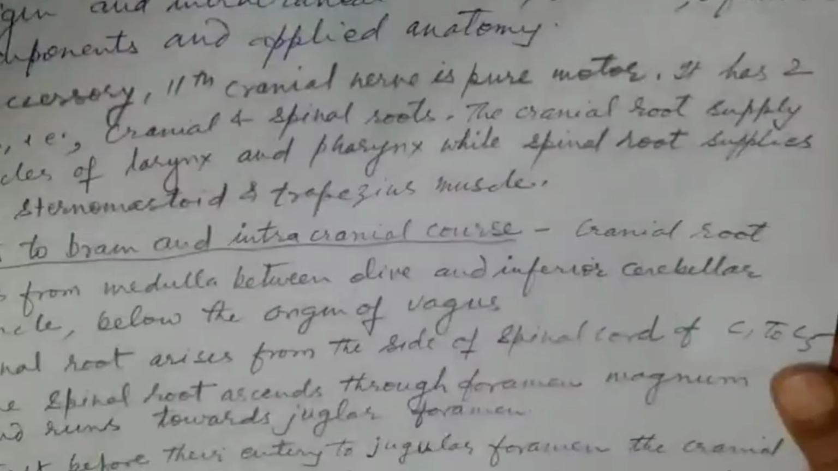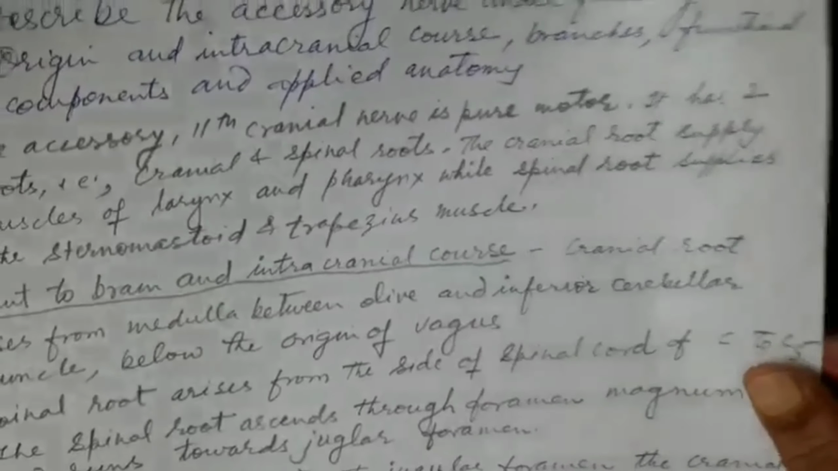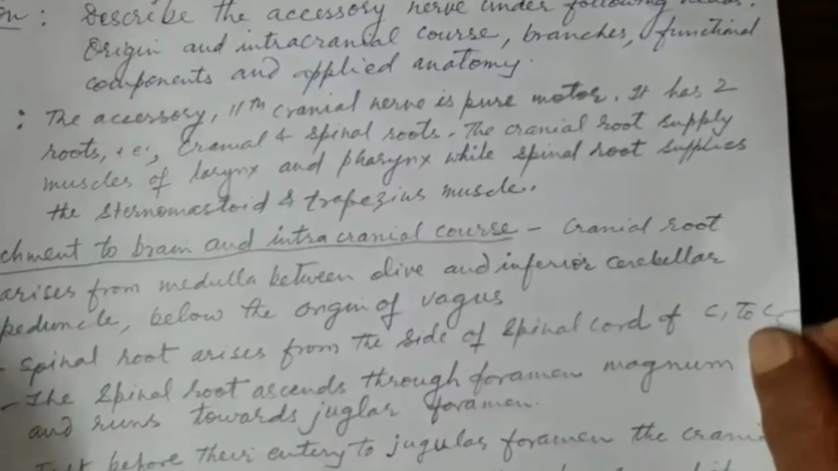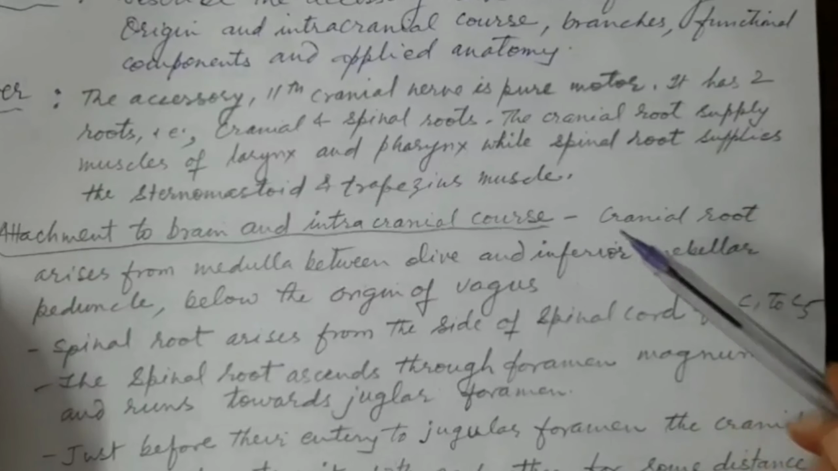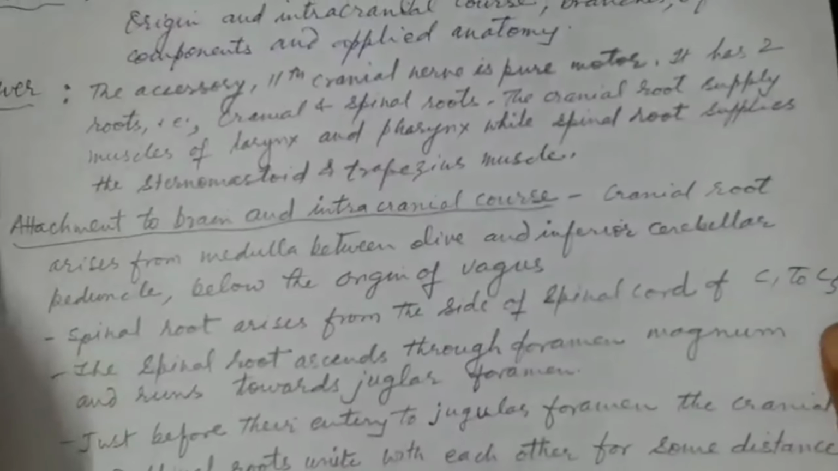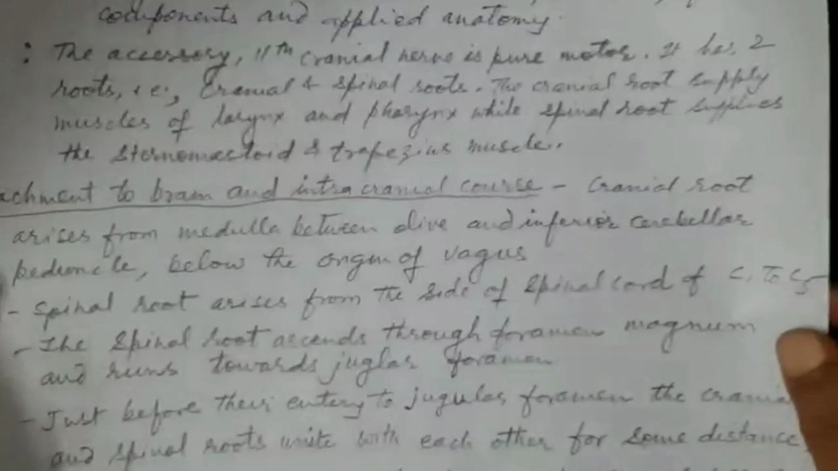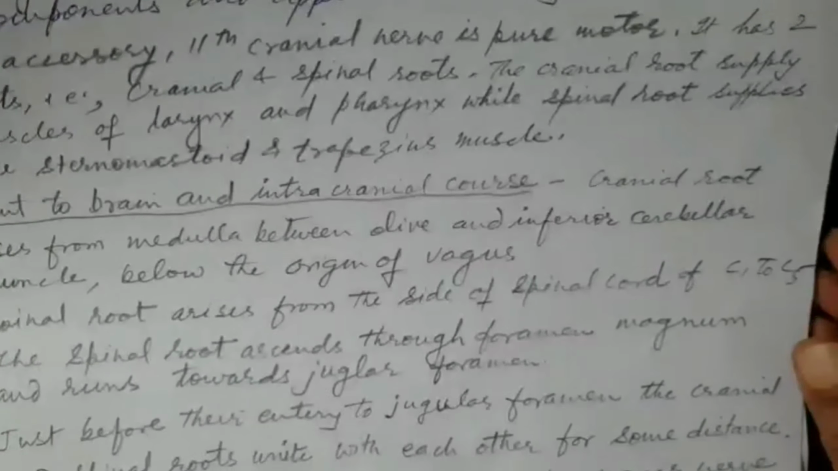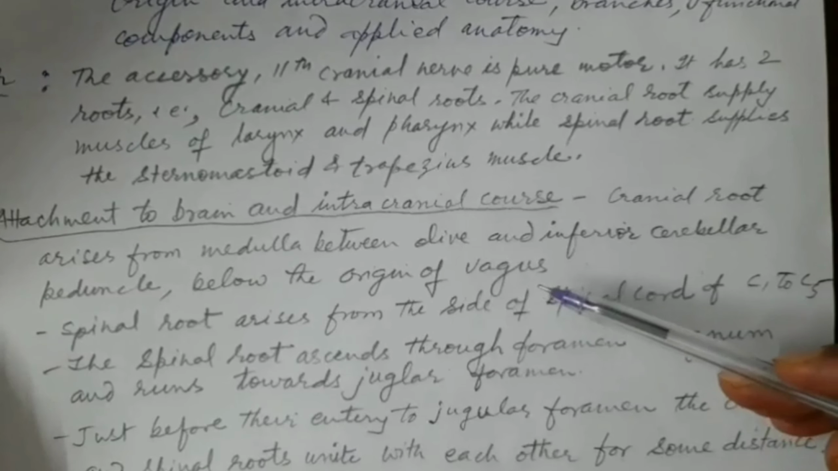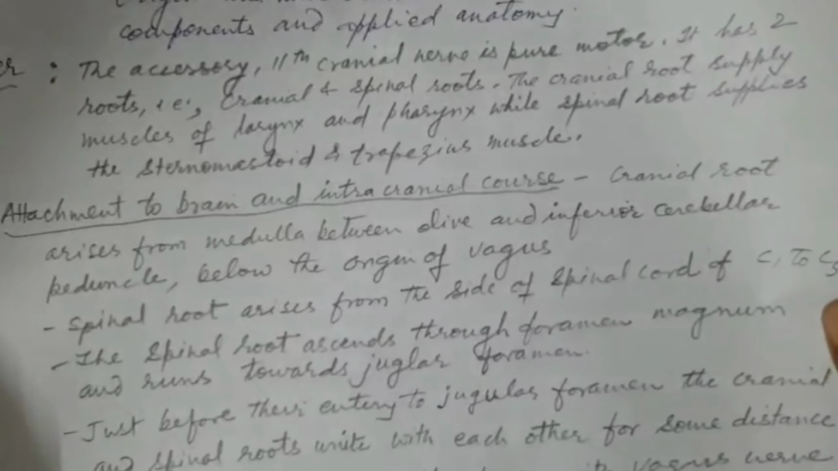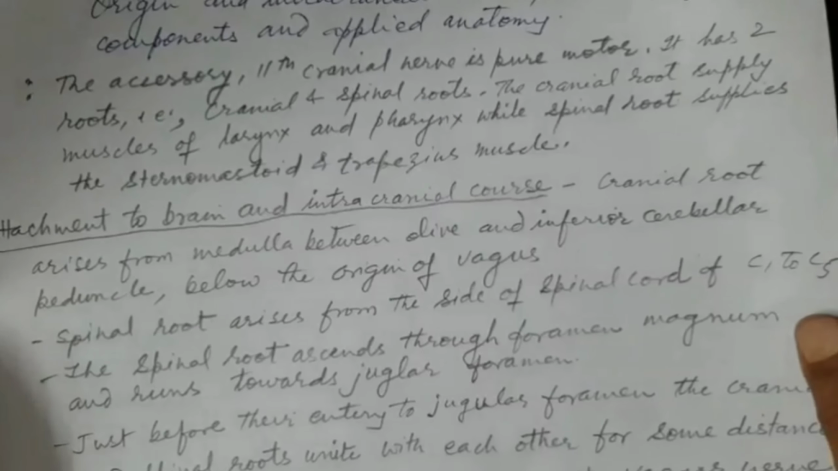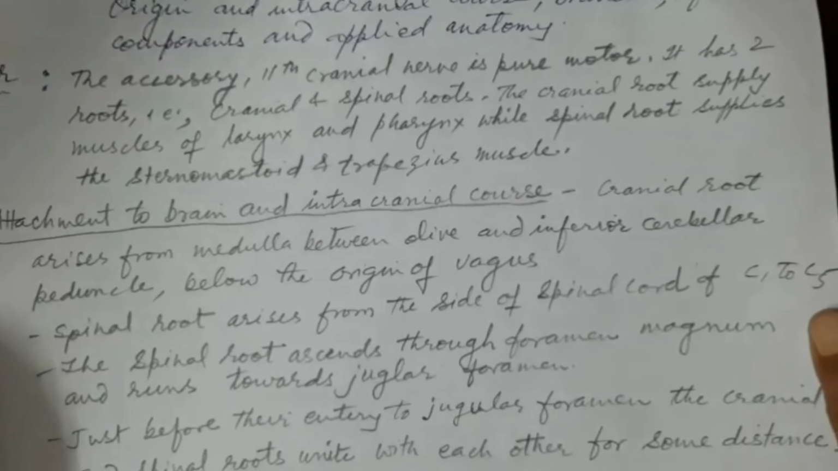This is the groove between the olive and the inferior cerebellar peduncle, where we have learned that the 9th and 10th nerves, the glossopharyngeal and vagus, were also taking origin, from the same groove. Now, this origin is below that of the vagus, because the vagus is the 10th and this is the 11th cranial nerve. So it will lie inferior to the origin of the vagus nerve from this posterolateral groove on the medulla.